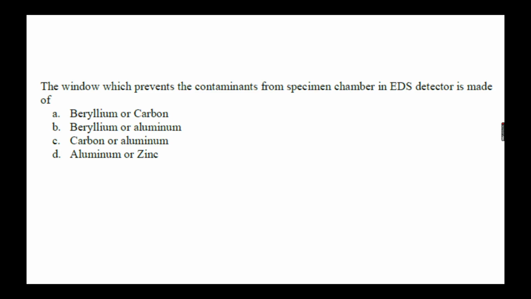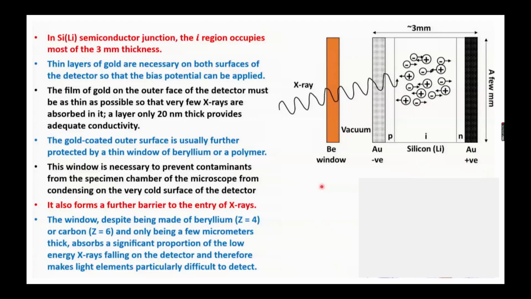Anyone? Option B. I think option B. Okay, you are saying beryllium or aluminium, right? Yes, sir. Okay, fine. So let's see what the correct option is. I think you're almost right, but not very accurate, I can say. So, okay, I will explain this.